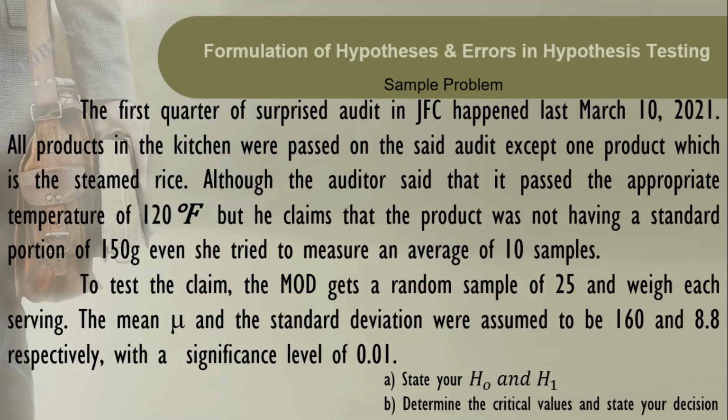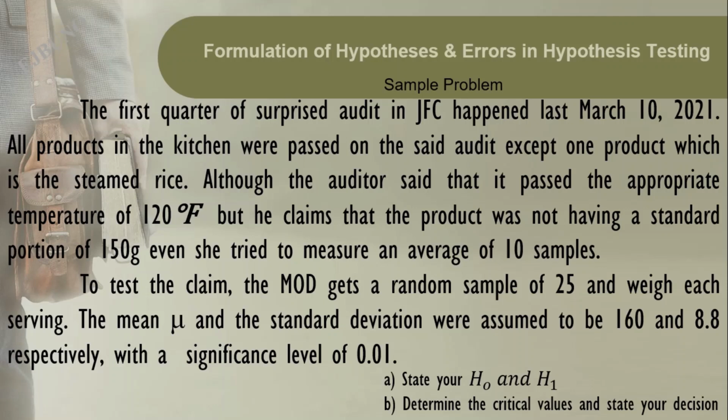So, here we go. The first quarter of surprise audit in Jollibee Foods Corporation happened last March 10, 2021. All products in the kitchen passed said audit except one product, which is the steamed rice. Although the auditor said that it passed the appropriate temperature of 120 degrees Fahrenheit, he claims that the product was not having a standard portion of 150 grams. Even she tried to measure an average of 10 samples.